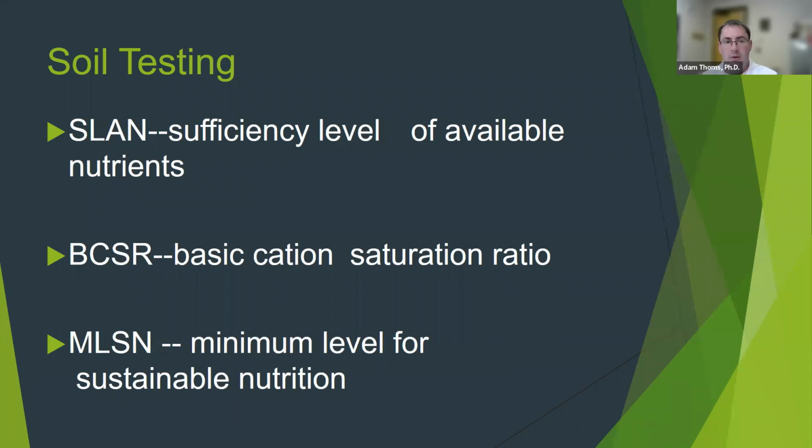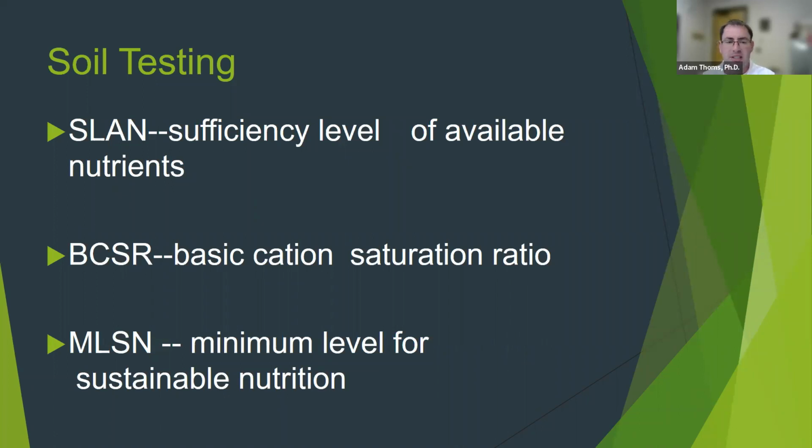And so when we look at soil testing, we've got the SLAN method, which is the sufficiency level of available nutrients. And the SLAN method is the oldest. Interpretation varies with crop, soil, climate. It's often used by university labs, public labs, and there's the most scientific research that stands around the SLAN method.